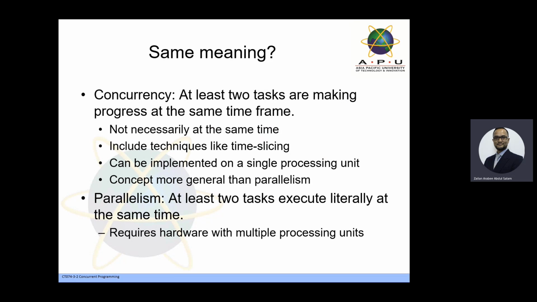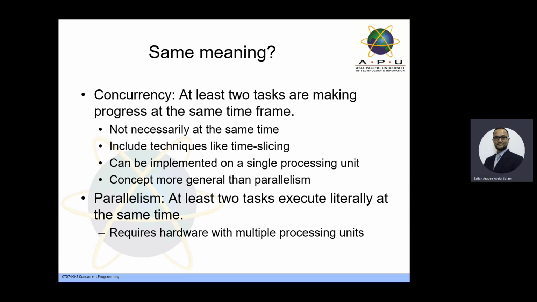The concurrency concept is more general than parallelism. I mentioned last week, concurrency is the broader concept. Parallelism is a subset of concurrency. Very important to remember why. That's why we are going to learn concurrency first. Everything I need to do in parallelism is a subset of the techniques in concurrency.